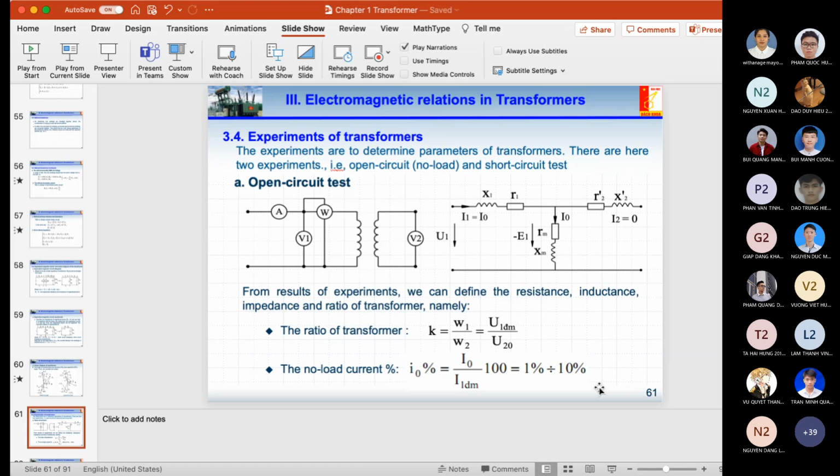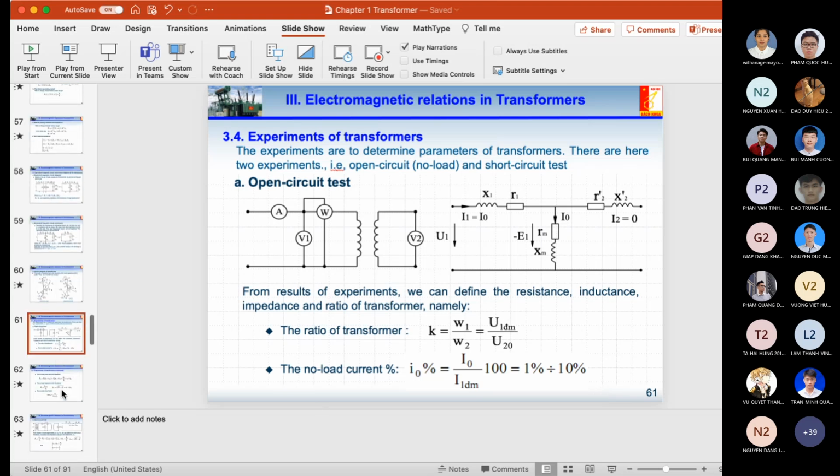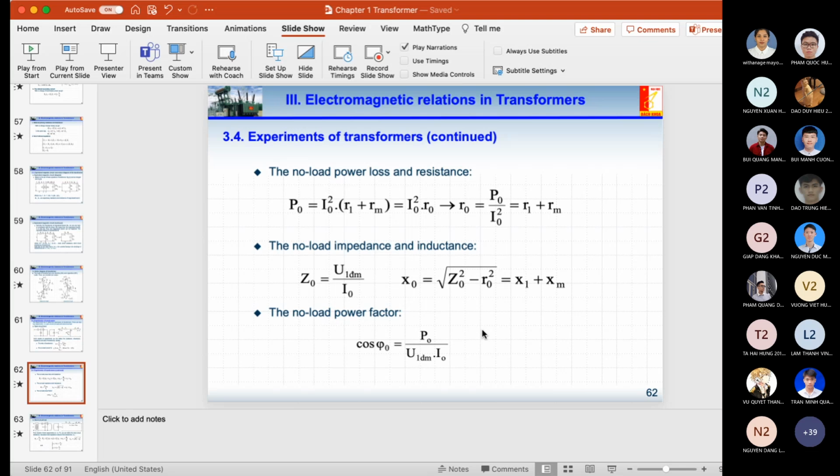And thanks to that, you can see the values of no-load current are also lower than in the transformer made with the old materials, this one. And of course, thanks to these experiments on the transformer, we can define the no-load power losses and the resistance of the transformer.